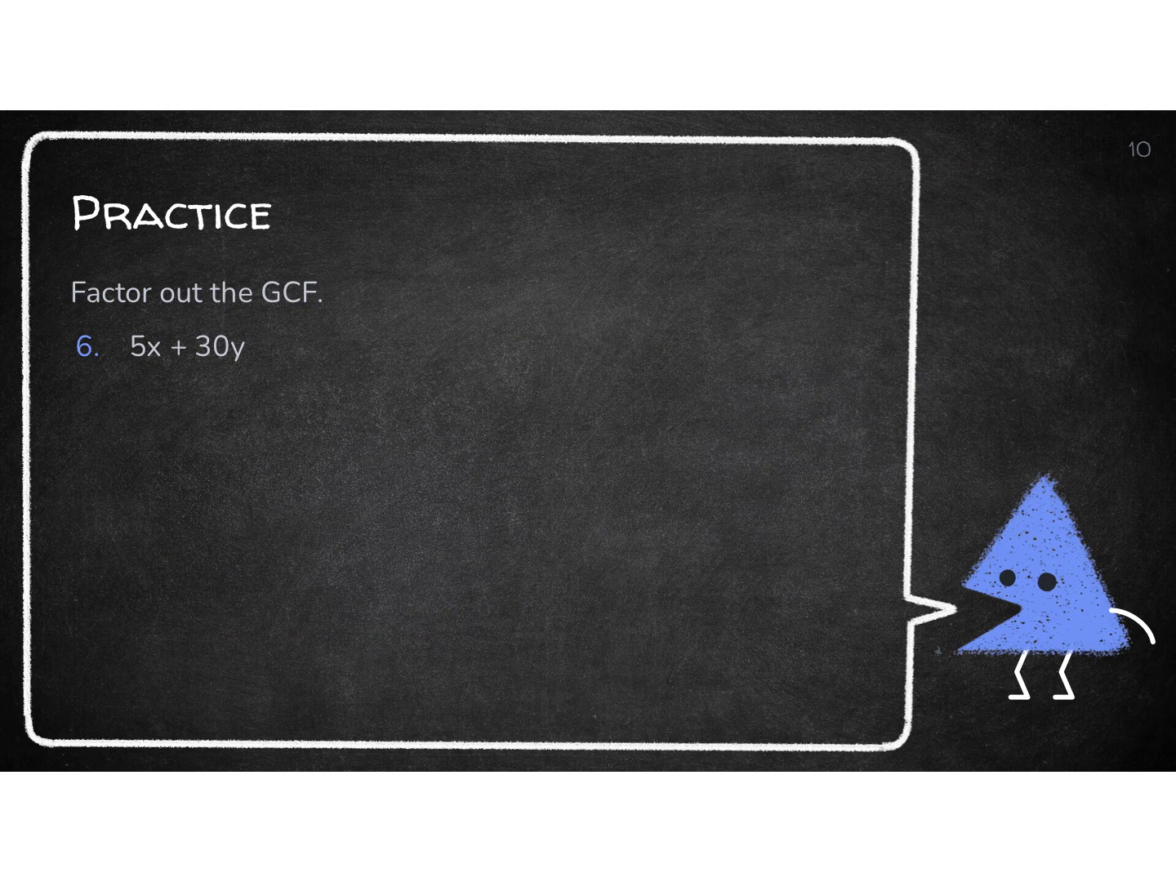Last example here. I have a 5 and a 30. So I have 5 is 1 and 5. 30 is 1 and 30. 2 and 15. 3 and 10. 5 and 6. 6 is in my list. I'm done. So the biggest number they have in common is going to be a 5. So I'm going to divide both of them by 5.